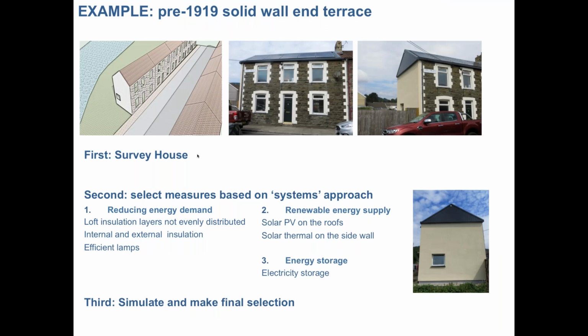So I wanted now to go through a few more examples that we're currently involved in, just to give an idea of what works and perhaps what doesn't work so well. This is again a stone wall end of terrace house. It's in the Welsh valleys, and the aim of a whole house retrofit is to first do a good survey of the house. Secondly, we want to look at a systems approach to retrofitting, so reducing demand, insulation, reduce leakage, etc. And then look at renewable energy supply, and then look at energy storage. And the third thing then is to simulate a package of measures and make the final selection about what is most appropriate for these house types.